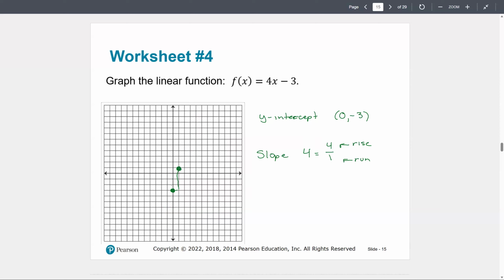It's about there. It's a little off. There you go. So just graph the line through it. So that would be the graph of 4x minus 3.